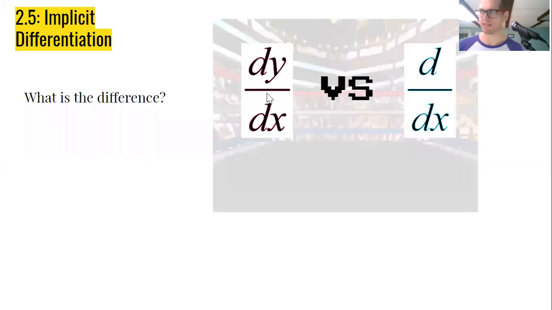So I want to talk about the difference of these, because when we first looked at these, I'm like, technically there's a difference, but I want to talk about that there is an exact difference. So which is which, and what do they mean? Well, let's look at dy over dx first.